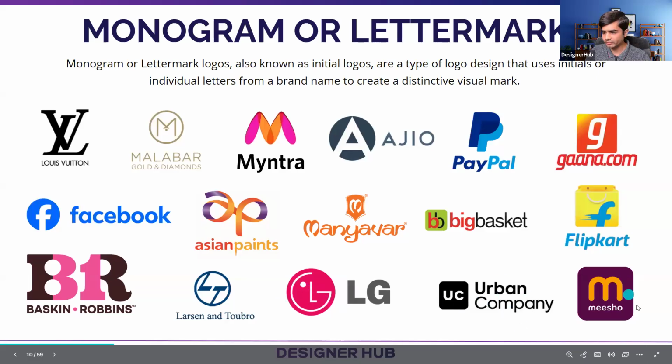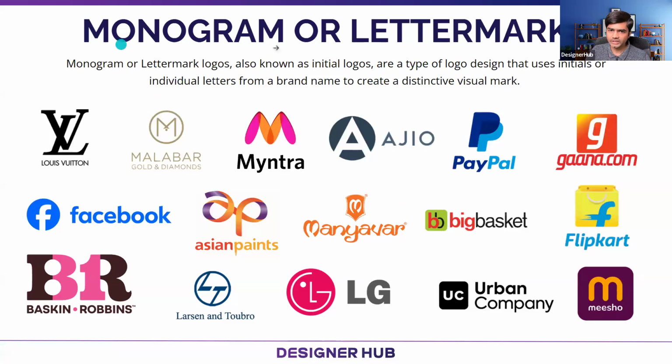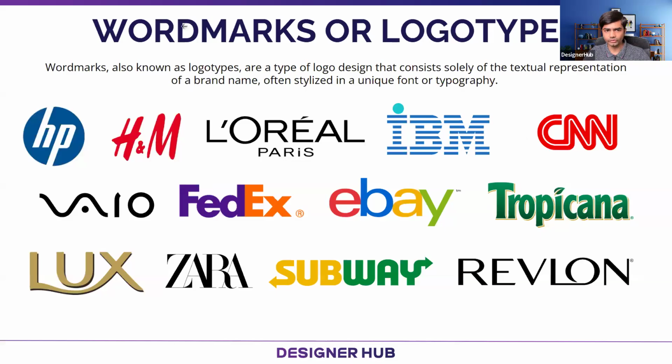Urban Company, UC, Meesho as letter M. Again, a different M, but a very simple M. So these kind of logos are called monograms or letter marks. Let's go to the second type of logos, word marks or logotypes.